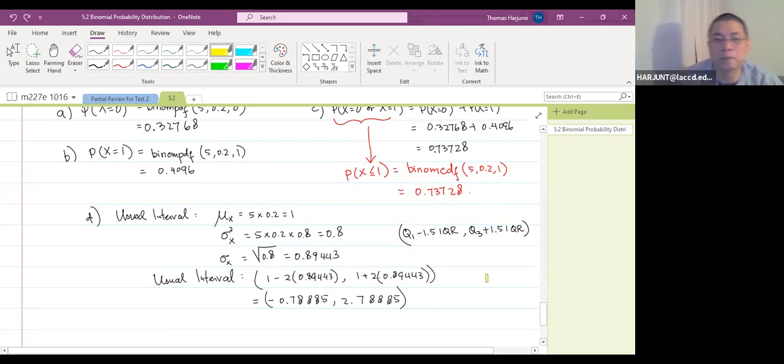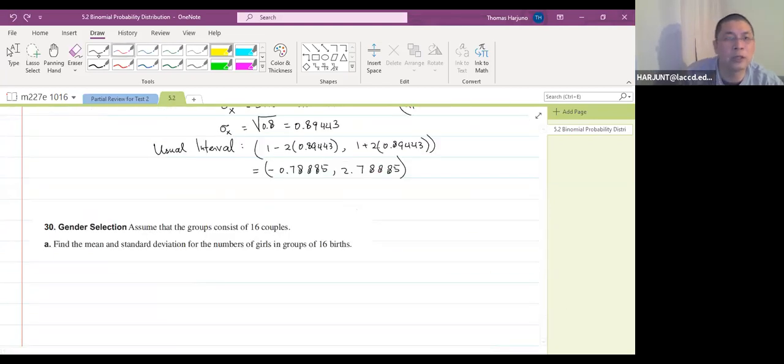Okay, let's go on. Number 30, part A. Assume, oh, hold on. I think I'm missing some information there. Do they tell us the probability of getting it correct? If not, then we assume it's 50%. One second. Yeah. So the probability of getting a girl is assumed to be 50%.